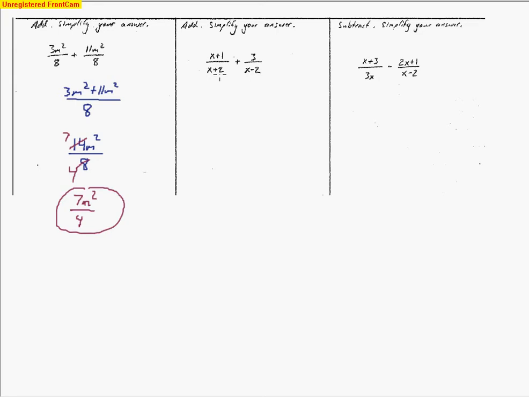Next problem does not have common denominators, and we cannot just multiply by -1 because the denominators are different. This is 2 more than x, this is 2 less than x. So I need to multiply this side by an x plus 2 over an x plus 2. This side here needs an x minus 2 over an x minus 2.